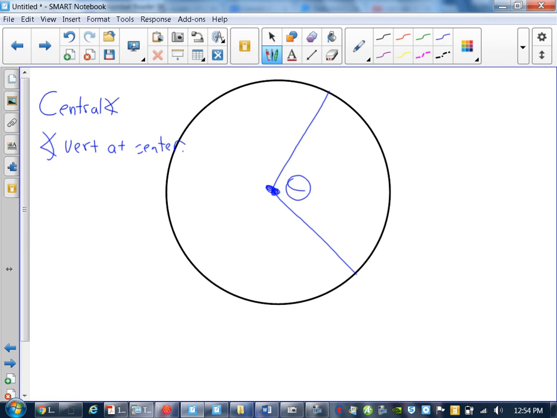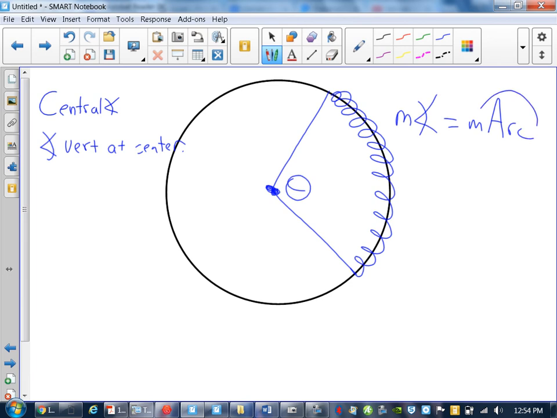All right. So the central angle is an angle whose vertex lies on the center of the circle. Now, one of the things that we talked about is that this central angle runs into an arc. So we knew that the measure of the angle equals the measure of the arc that it hits. So if that angle measured 86 degrees, what would the arc measure? 86, good.